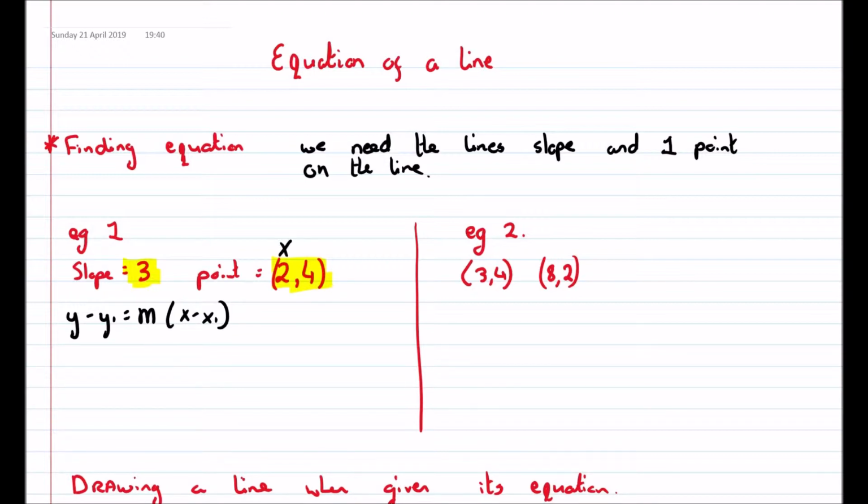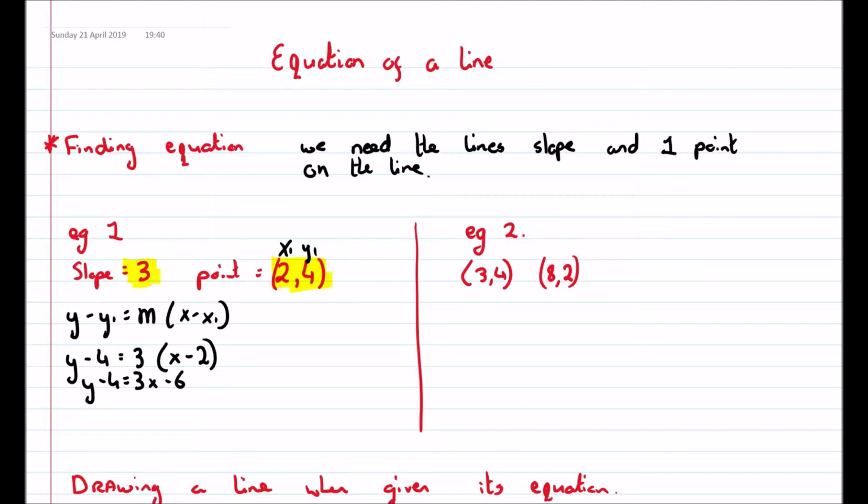So my point here is x1, y1, so it'll be y minus 4 equals, the slope is 3, (x minus 2). And all we do is simplify then. So we have y minus 4 equals 3x minus 6. Now there is the equation of a line.